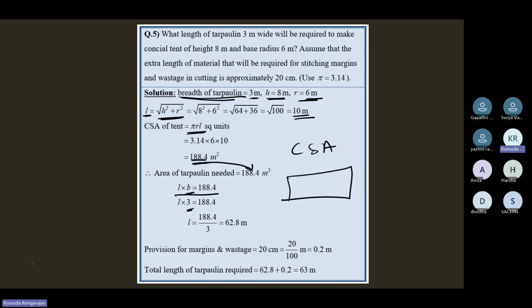So you can see here the breadth of the tarpaulin that will be used here is 3 meters. This is the height of the cone, this is the radius of the cone. Because we have to find the CSA, you'll have to find l, root of h square plus r square, and that's 10. Next, find CSA, pi r l. This is the curved surface area of the tent, which is also the area of tarpaulin you need. That means l into b, because tarpaulin is rectangular. So l into b is equal to 188.4, and b is 3.